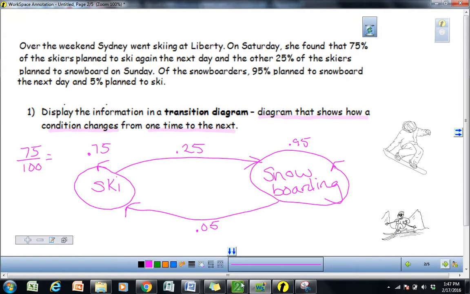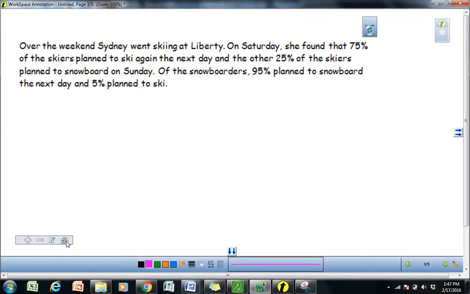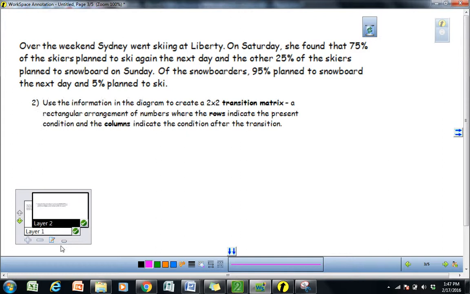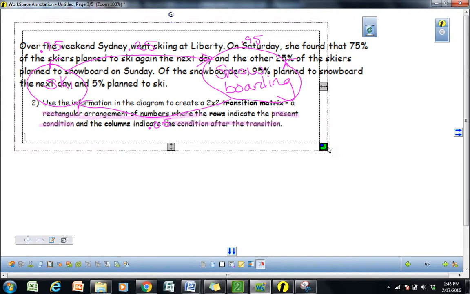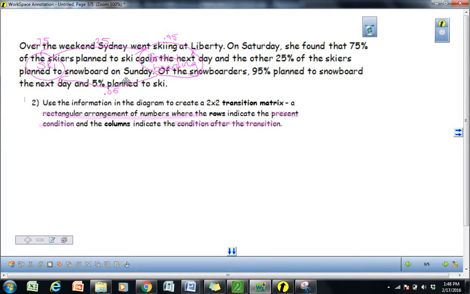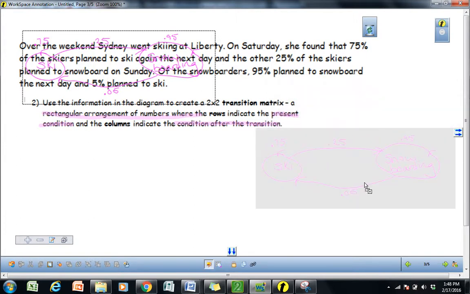Alright, next question. We have the same information, but now we have to turn it into a 2x2 matrix. A 2x2 matrix is a rectangular arrangement of numbers where the rows indicate the present condition, and the columns indicate the condition after the transition. Then let me paste in our diagram so we can look at that, and you won't have to do this because you already have yours on your paper.